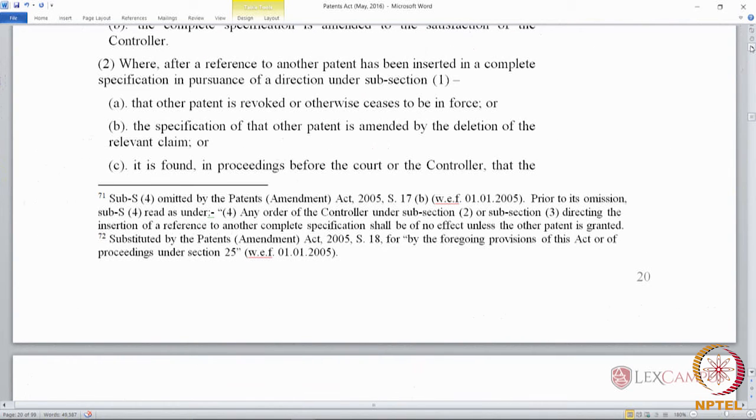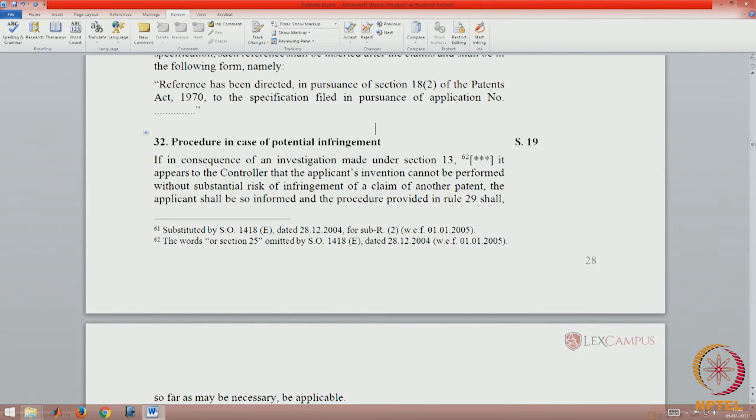The earlier part of 19.1 dealt with cases where the controller wants to make a reference, and how you can avoid it. 19.2 mentions if the controller makes a reference, the circumstances in which you can request for a deletion. Rule 32 deals with the procedure in case of potential infringement.